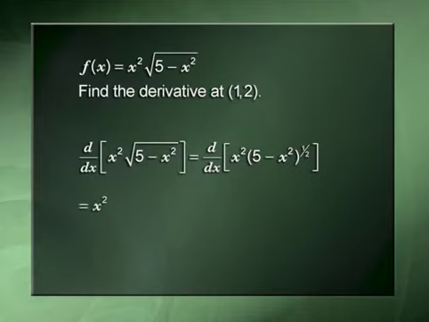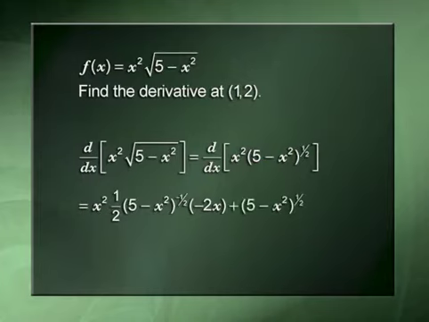So here we go. It's x squared, and now I'm going to differentiate 5 minus x squared to the 1/2 power. That's 1/2 times 5 minus x squared to the minus 1/2 times the inside derivative, which is minus 2x, plus the second term, 5 minus x squared to the 1/2, and the derivative of the first term, oh, thank goodness, that's pretty easy, just 2x. And then we could simplify this, but because we want the derivative at a particular point, go ahead and plug that point in right now after you've differentiated.